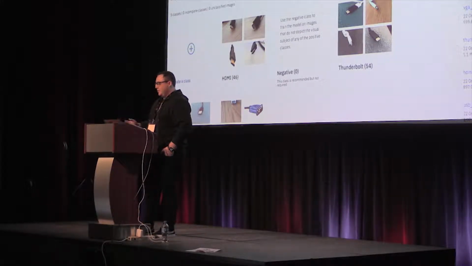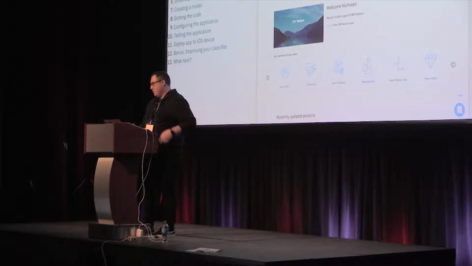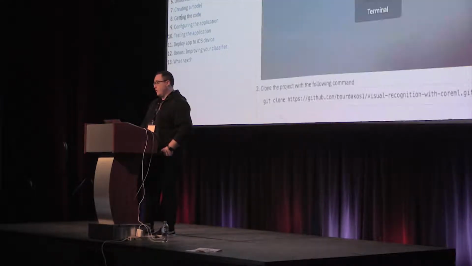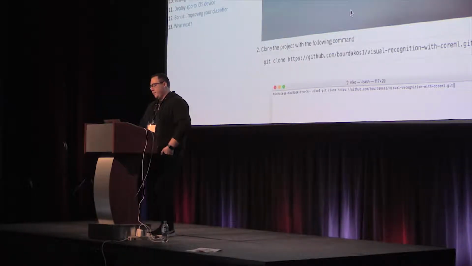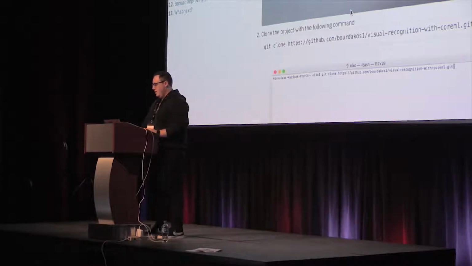All right, so it's still training, and let's go ahead and start working on our iOS app. It's already built, so you don't have to write a ton of code, but we do need to get the code. If you go to the 8th page, it's called Getting the Code. You're going to need to open up Terminal and use Git in order to clone this repository.